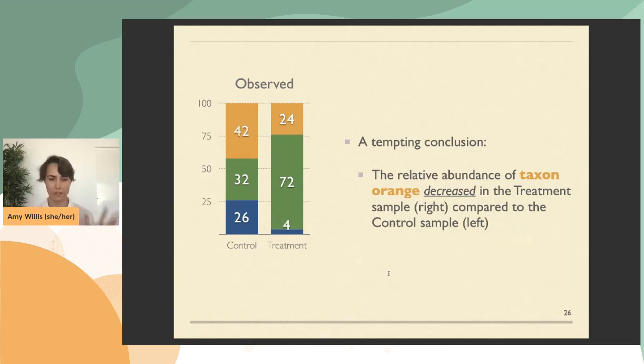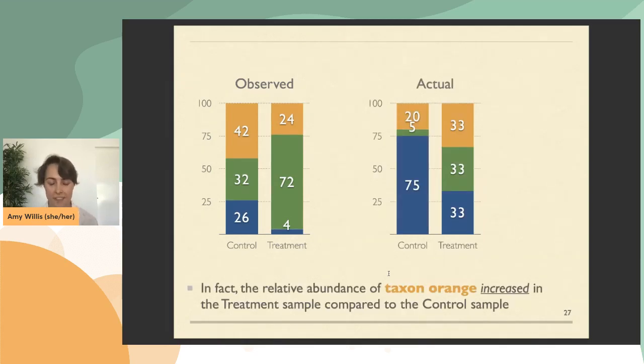So let's think about a noiseless, really clean experiment where we're looking at maybe a treatment group compared to a control group, and our goal with the treatment is to reduce the relative abundance of our pathogenic, say, orange taxon. And what we see here in our observed data is a decrease in the relative abundance of our orange taxon from 42% in the control sample to 24% in the treatment sample. However, a true system that could have generated this data actually shows the opposite, where in fact there was an increase in the relative abundance of our pathogen from 20% to 33% after administering our treatment.